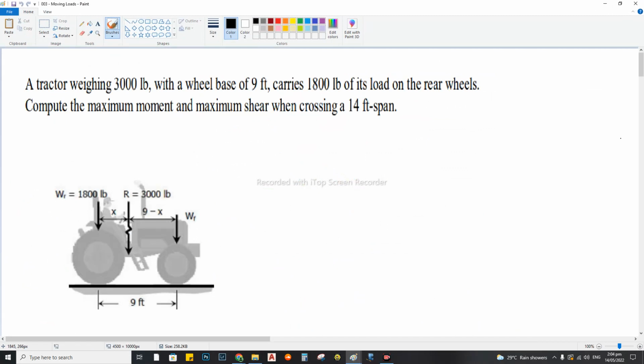A tractor weighing 3,000 pounds with a wheelbase of 9 feet carries 1,800 pounds of its load on the rear wheels. Compute the maximum moment and maximum shear when crossing a 14 feet span. Amo na ni siya. 14 so diri ato ang beam is 14 feet, and then ang tractor 3,000 pounds with a wheelbase of 9 feet carries 1,800 pounds. Nasabtan naman ninyo, no? Hello? Yes, sir. Okay.